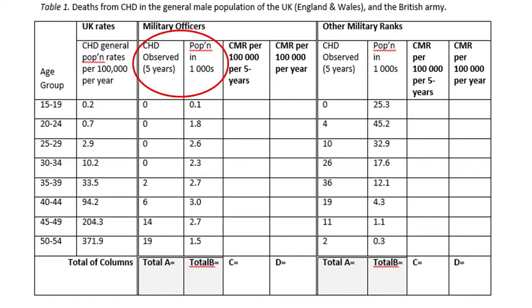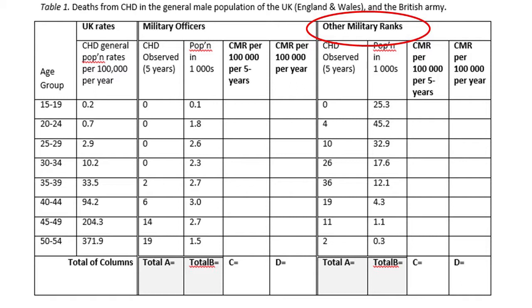The next two columns show the number of deaths by coronary heart disease in 5 years and the number of military officers in each age group in a unit of 1,000. The next two columns, which are officers' crude mortality rate per 5 years and per year, are left for us to fill in. The next four columns are the same as the previous four columns but for other military ranks.